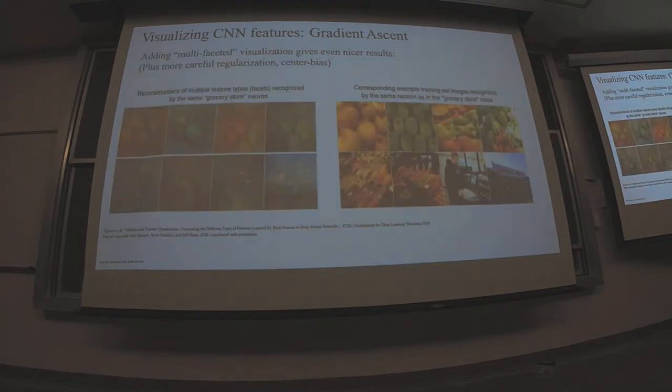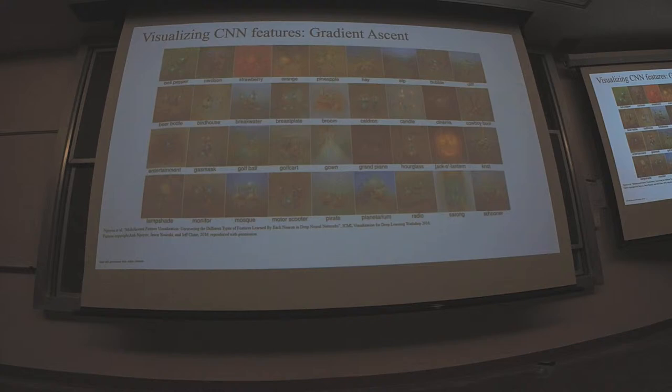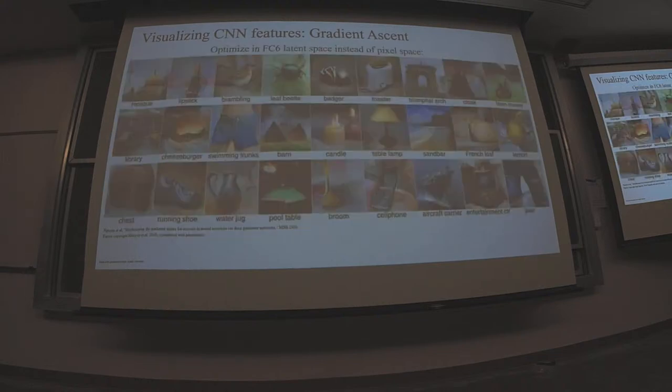And this one is kind of cool because you have these broad classes like grocery store, and you get this mix of different grocery items that the network is looking for. And here's some more examples of different techniques that clear out the image, but I think this one is probably the best. So they optimize FC6 latent space. I'm not that familiar with that stuff, though. But anyways, if you look at the actual images, they look pretty clear on what the network is looking for, a lot better than the previous ones.